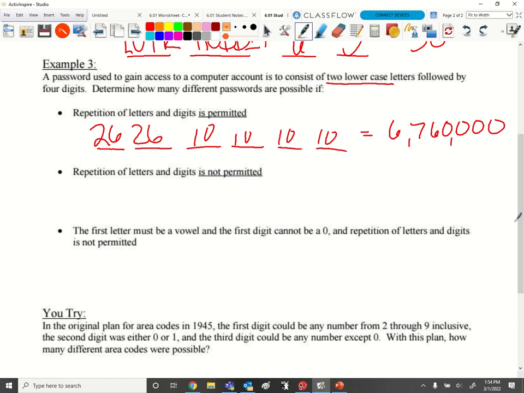Okay, this next one says repetition of letters and digits is not permitted. Go ahead, Candy. So you have to put 6 lines, right? You're going to put 26 and then 25, why? Because you cannot repeat the previous one, very good. Then you're going to put 10, 9, 8, 7. Very good, good job.